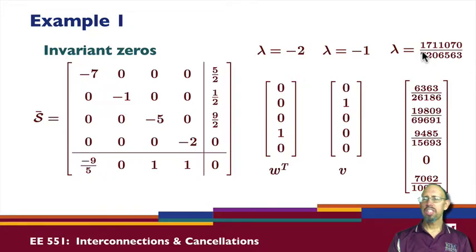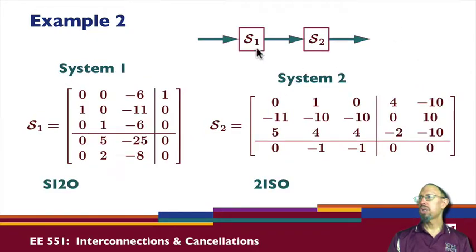So this is the first example. Let's look at another example. Again, two systems in series. System 1, System 2. So this is single input, 2 output. This system is 2 input, 1 output. So single input, 2 output, 2 input, single output systems.